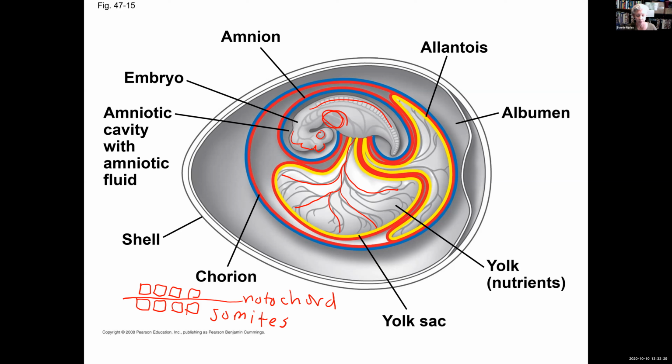Then there's another membrane that goes all the way around the embryo, and that is going to be protecting it and keeping a nice moist habitat around it as it's developing. That one is called the amnion. So there's a space inside this membrane. The membrane is called the amnion. It has amniotic fluid inside of it.